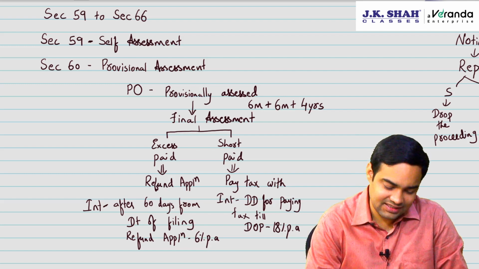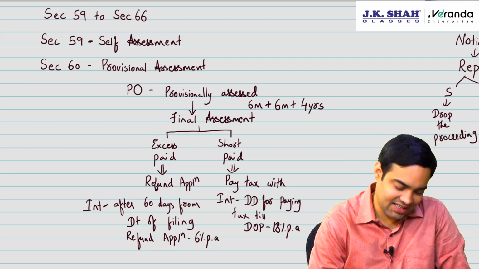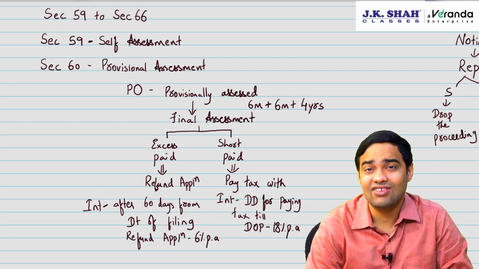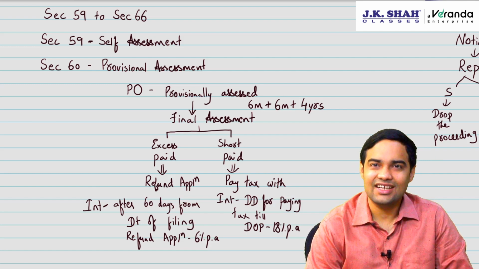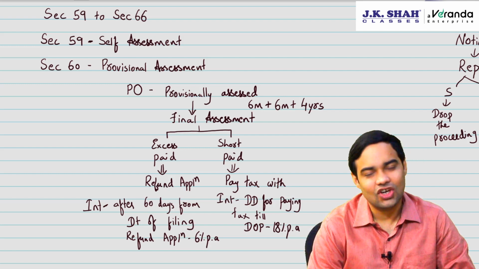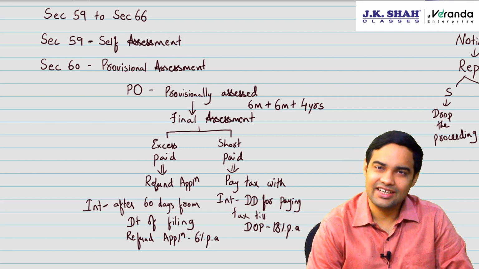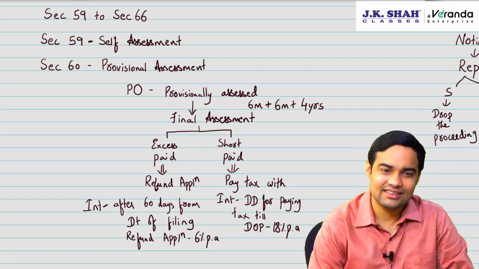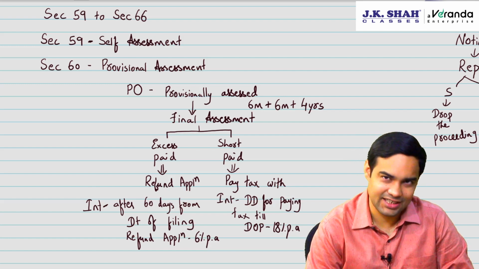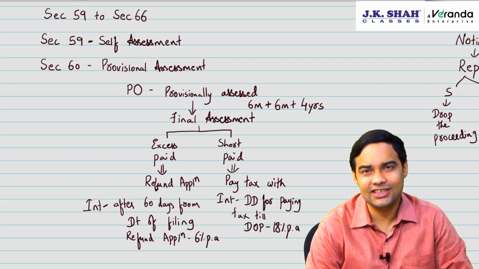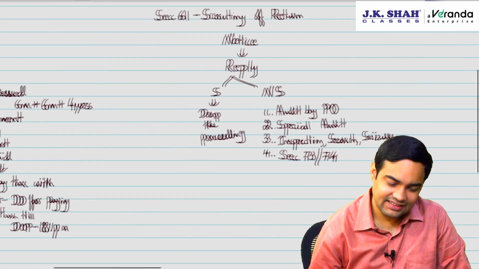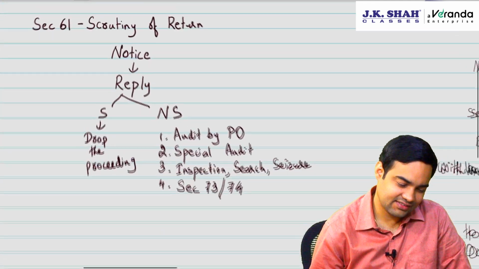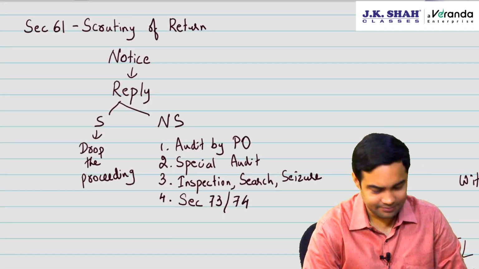If you have paid excess, file a refund application. Will you get interest? Yes, after the expiry of 60 days from the date of filing refund application. Short paid, from the due date till date of payment of tax, you have to pay tax. Say suppose a removal has happened in Jan. What will be the due date for paying tax? 20th Feb. Then section 61 basically deals with scrutiny of returns.